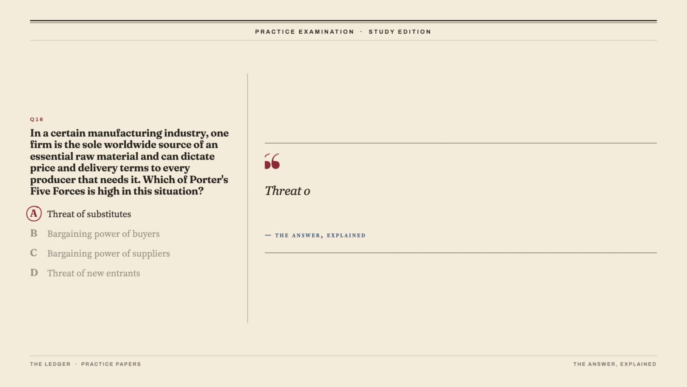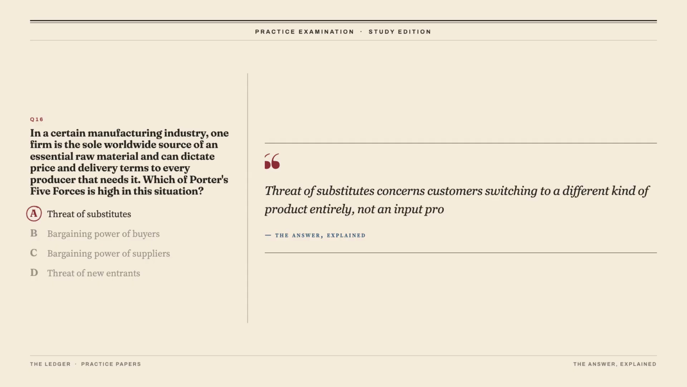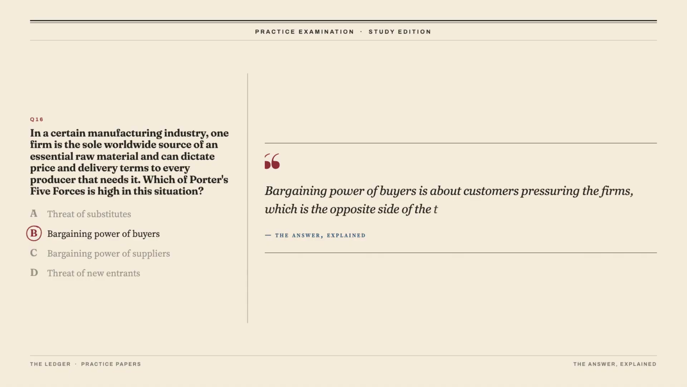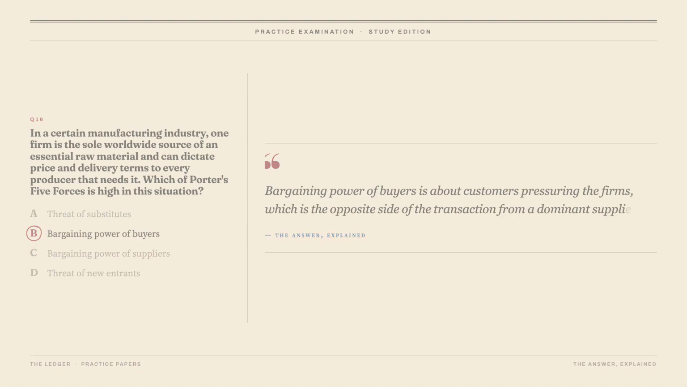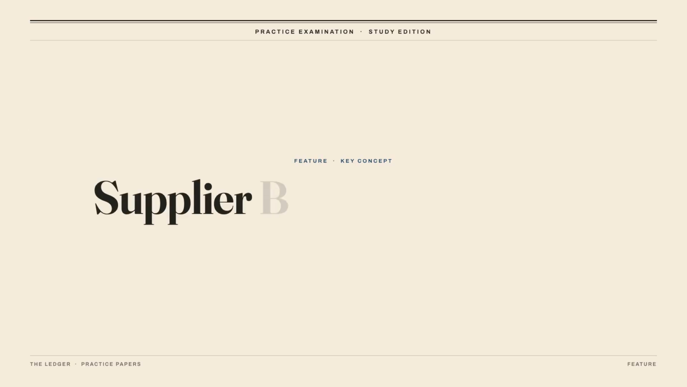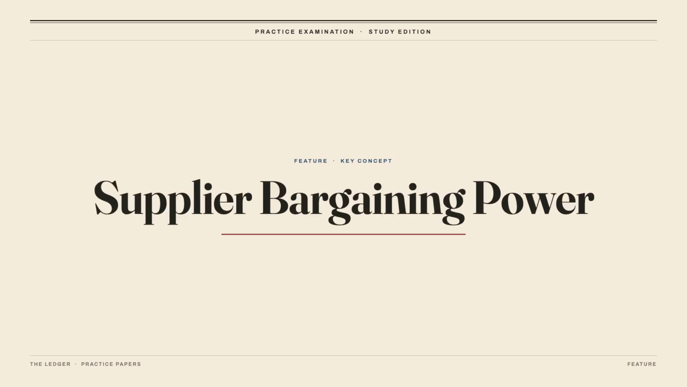A is wrong because threat of substitutes concerns customers switching to a different kind of product entirely, not an input provider dictating terms. B is wrong because bargaining power of buyers is about customers pressuring the firms, which is the opposite side of the transaction from a dominant supplier. D is wrong because threat of new entrants is about how easily new competitors can join the industry, which the scenario does not describe.